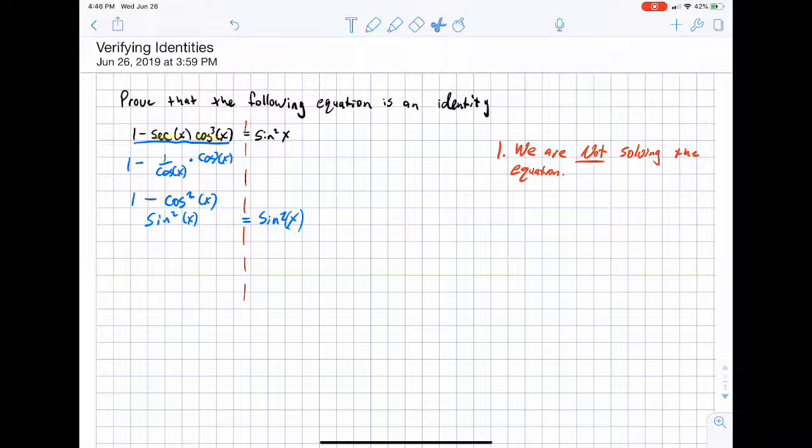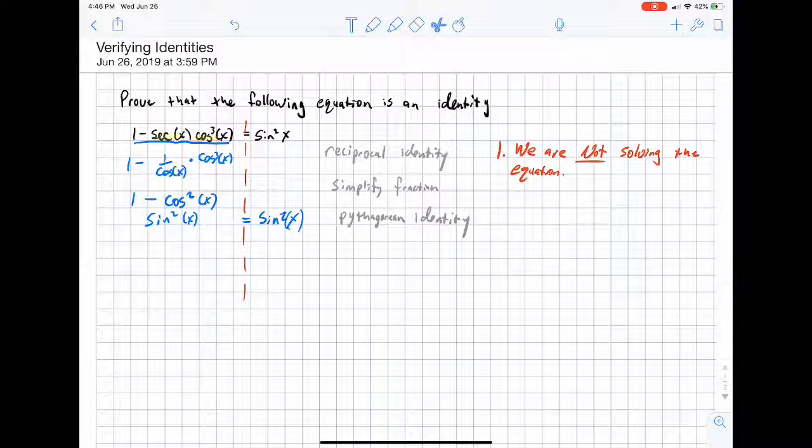So just real quick to recap what we did on this identity. The first thing we did is we used our reciprocal identity, which is one of our basic identities, and we changed the secant of x to 1 over the cosine of x. After that, we just simplified the fraction, that multiplication in that expression, and we were able to cancel out the cosine of x in the denominator with one of the cosines in the numerator. And then from there, we recognized that 1 minus the cosine squared of x was a Pythagorean identity, and we could change that to sine squared of x, and there we had our identity verified.